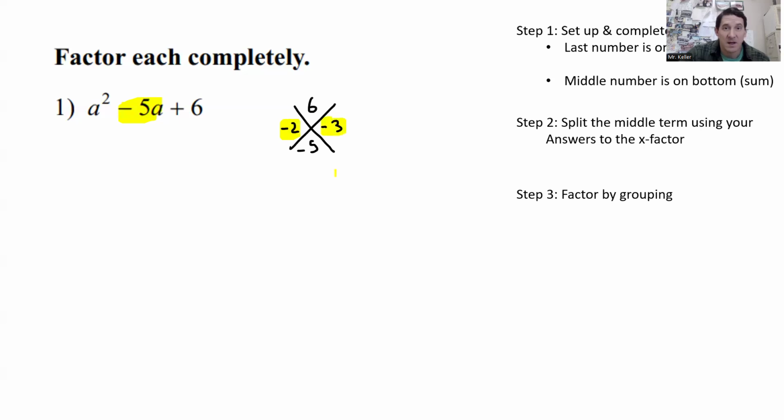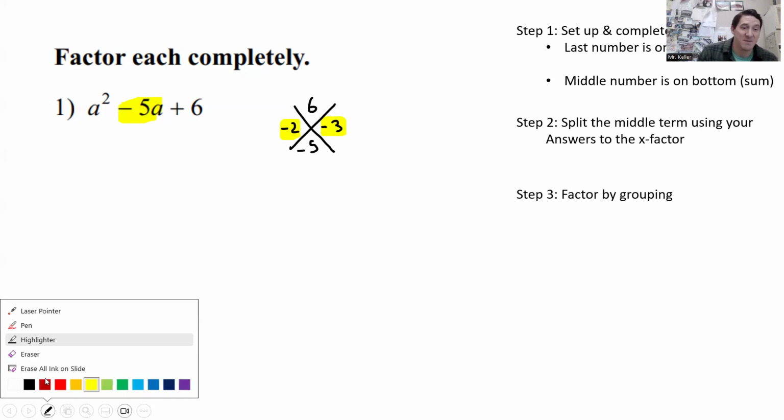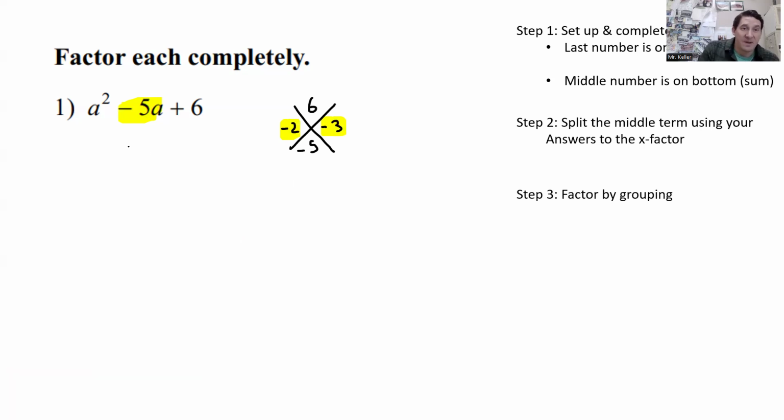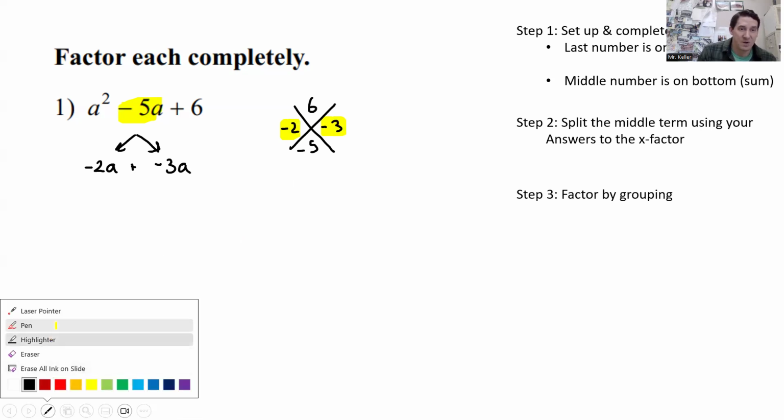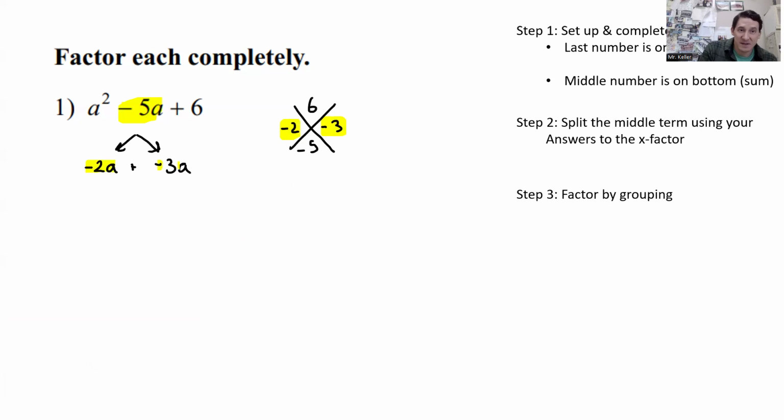Here and here, I'm going to split that -5 into a -2 times -3. So -5a is going to split into -2a plus -3a. This is the step that confuses kids the most at the very beginning. We're taking that middle number and just splitting it. So -5 is -2 plus -3. Just splitting the middle term.